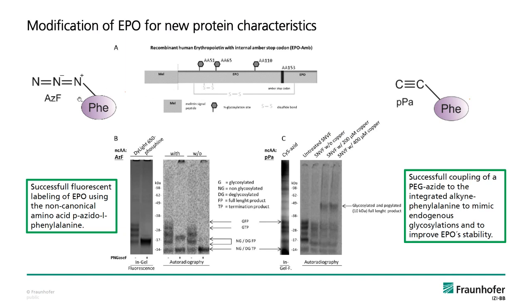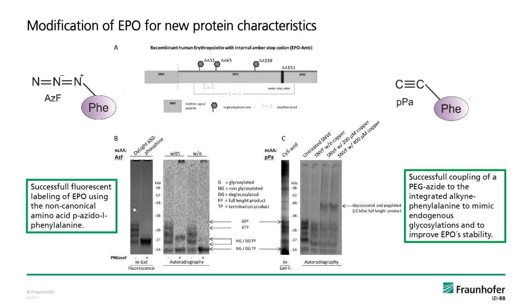You can see on the left side, again, the azide-modified phenylalanine, and on the right side, you can see the alkyne-modified phenylalanine. We have checked the incorporation of the non-canonical amino acids via the coupling to a fluorescent dye. So the AZF was coupled to a dye-phosphine, and in the in-gel fluorescence, we can see a specific band pattern.